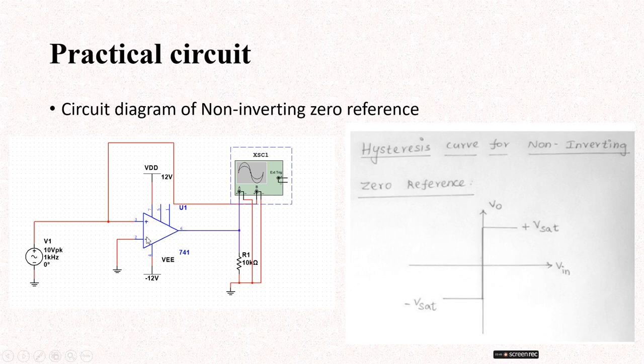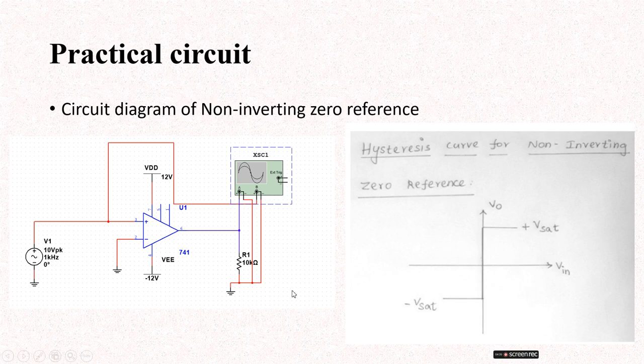In the circuit diagram, first we select the op-amp and the sine signal. The signal is 10 volt peak to peak at 1 kilohertz. There are two supply voltages: the positive supply VDD is 12 volts and the negative supply VEE is minus 12 volts, and the load resistance R1 is 10 kilo ohms. The outputs are observed on the CRO. How to see the hysteresis curve with zero reference, I will explain and demonstrate during the demonstration time.